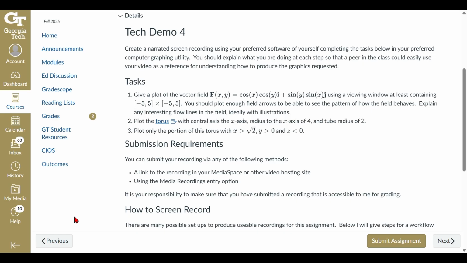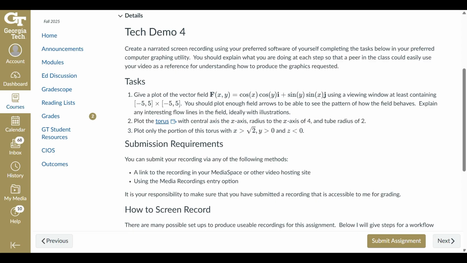So for this tech demo, there are three plots that are required to graph and show. The first one is this vector field with cos x and cos y in the x, and sine y and sine x in the y for the gradient. In the second one, there's a torus with these specifications, and the third one is a portion of this torus with these specifications here. So we'll get right into it.